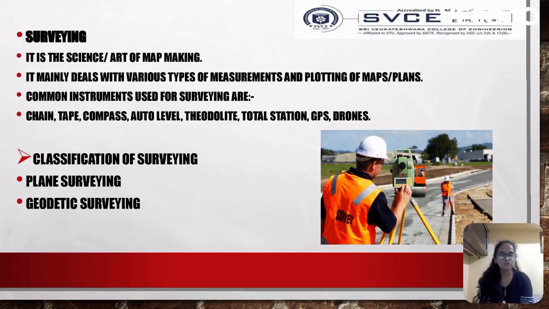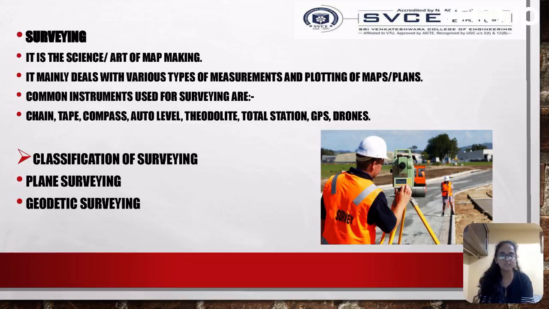Surveying is one of the most basic and important parts of civil engineering while building any structure. It is the science or art of map making. It mainly deals with various types of measurements and the plotting of maps or plans. Common instruments used for surveying are the chain, tape, compass, auto level, theodolite, total station, GPS, and drones.